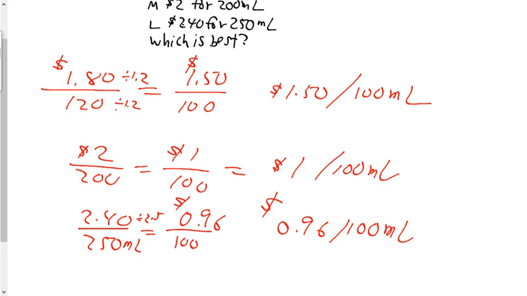And no matter what work they showed, they might have done something pretty similar to that. But 1 point for work and 1 point for the correct answer that large is the best deal.